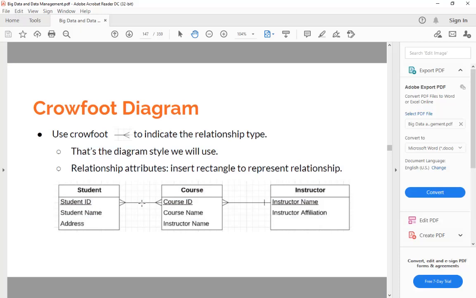Now, if you have relationship attributes, you can insert a rectangle here to represent the relationship, one more relationship rectangle here between student and the course.